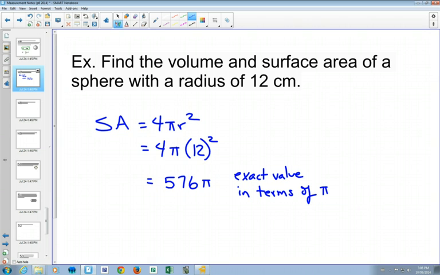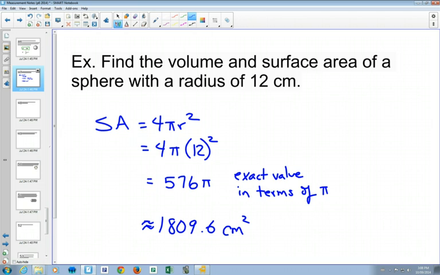Right now, though, for a question like this, we'd actually go 576 times pi, and it's equal to 1809.6. That is an approximation, and centimeters squared. So I rounded it. It didn't say how much to round here, so then you've got a choice.